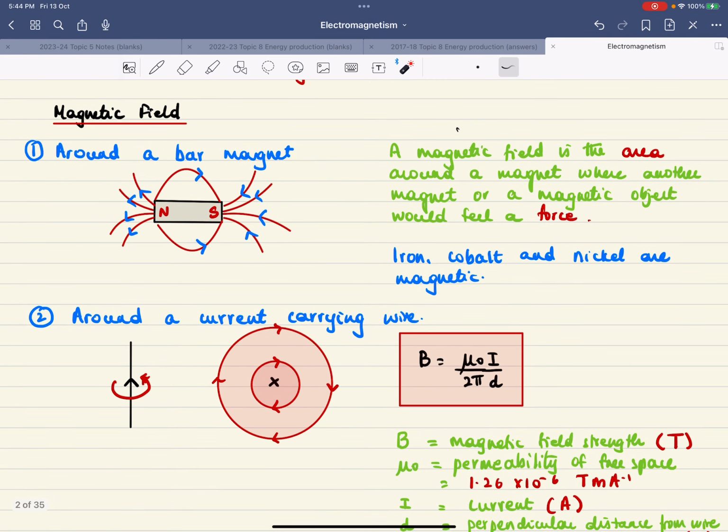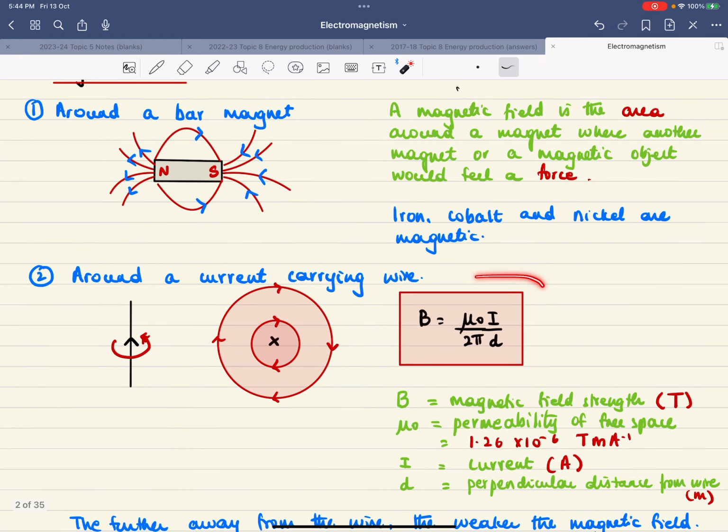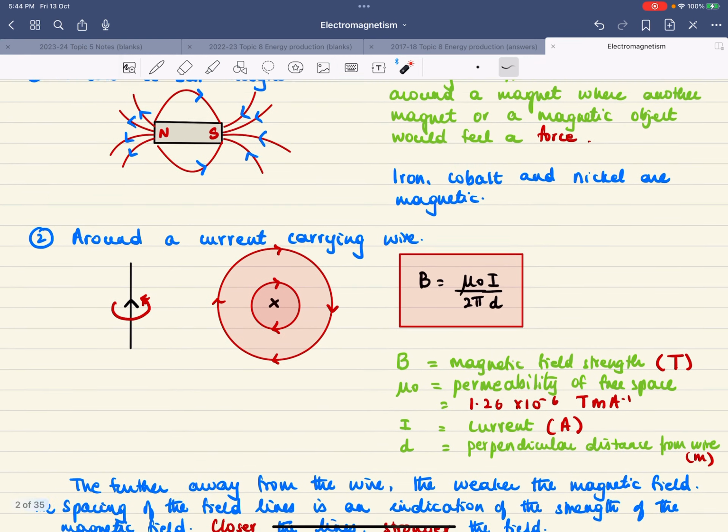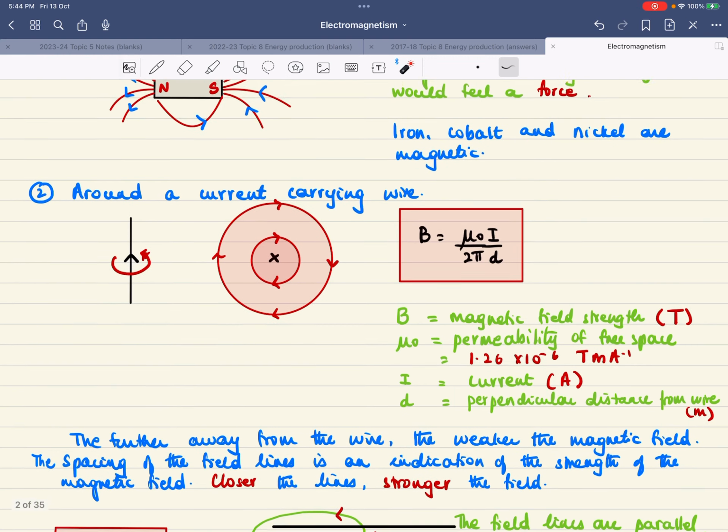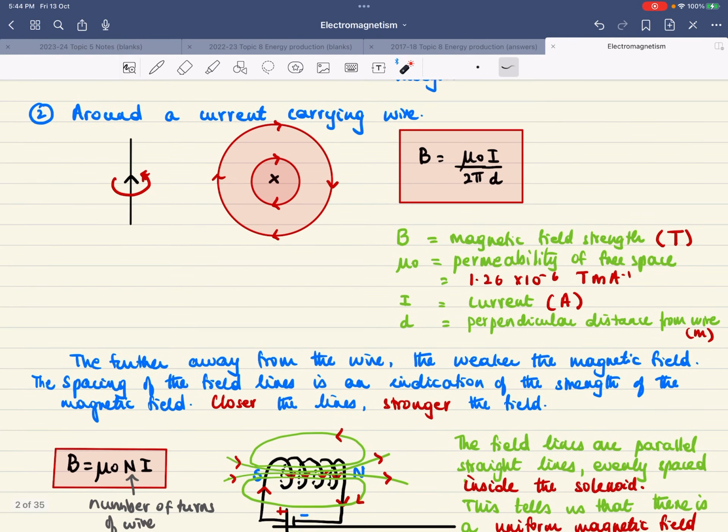You'll also find a magnetic field around a current carrying wire, and the shape of the field is circular, and that is the formula for the magnetic field strength, and this is what the letters all stand for. Now, the further away you are from the wire, the weaker the magnetic field, and the spacing of the field lines is an indication of the strength of the magnetic field. So closer the lines, stronger the field.